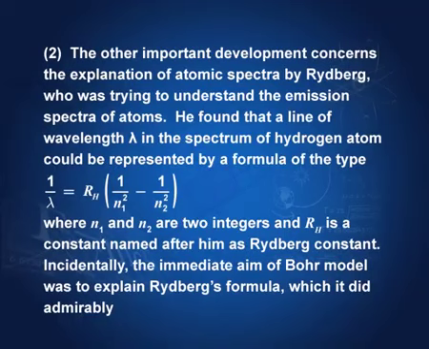The other important development concerns the explanation of atomic spectra by Rydberg, which we have partly discussed. 1 by lambda is given by R_H into 1 by n_1 squared minus 1 by n_2 squared. So, Rydberg derived this formula, and the Bohr model was initially developed to explain this, and this it did with great efficiency, or it did admirably.